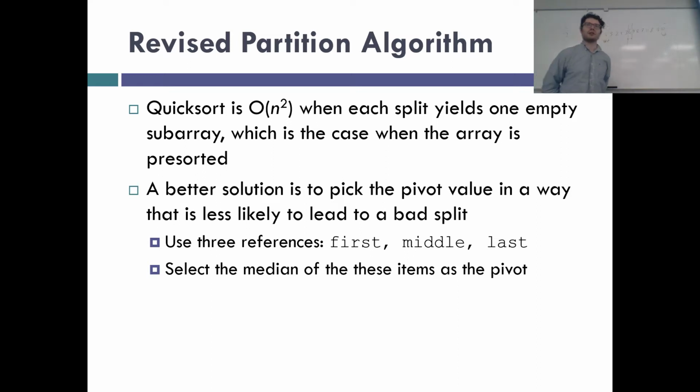So if we look at those 3 items and decide to use the median of those 3 items as the pivot, then that will speed it up a bit. We'll be guaranteeing that if we choose that as the pivot, then at least one item is going to go to the left, and at least one item is going to go to the right.